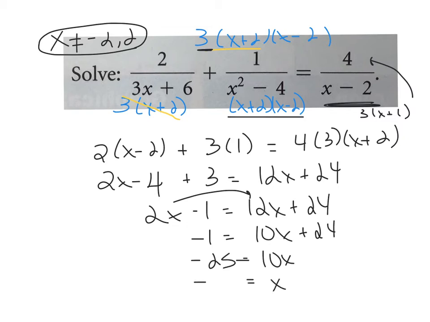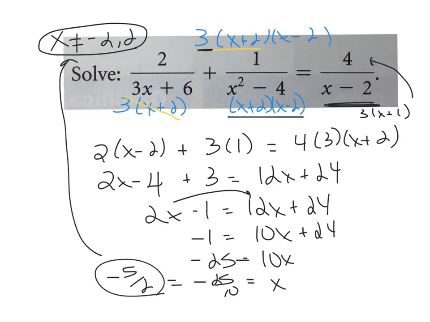Divide by 10, I'll get negative 25 over 10, which reduces, of course, to negative 5 halves, which is an okay answer because it's not one of those two. It's not negative 2 or positive 2. So we're good.